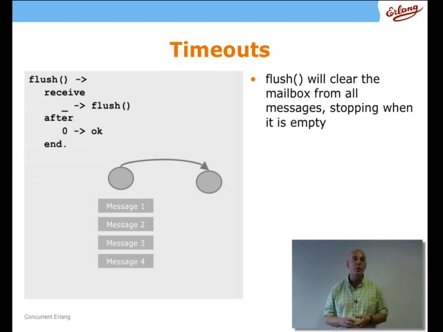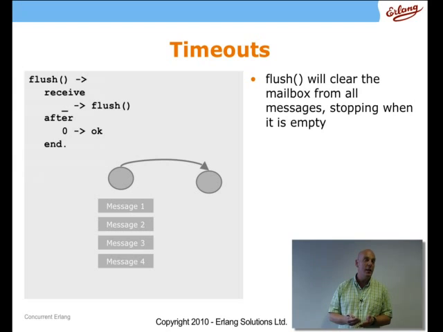How does it work? We've got a receive statement which will process any incoming message, and we've got a timeout of 0. So the effect of this will be that if there are any messages in the mailbox, the first one will immediately match, and the effect of that is to call flush. So every time there is a message in the mailbox, we will loop and call the flush function again.